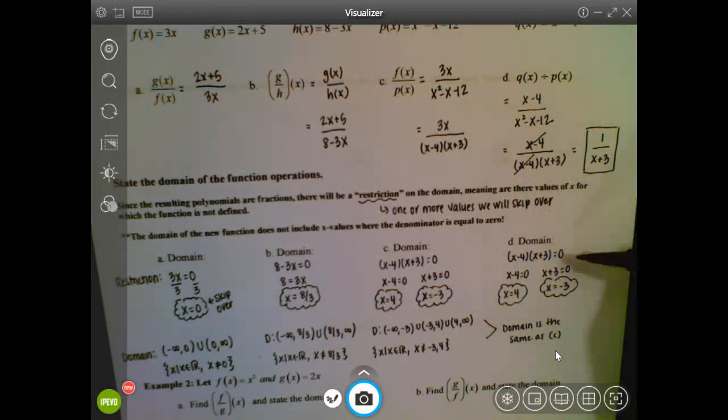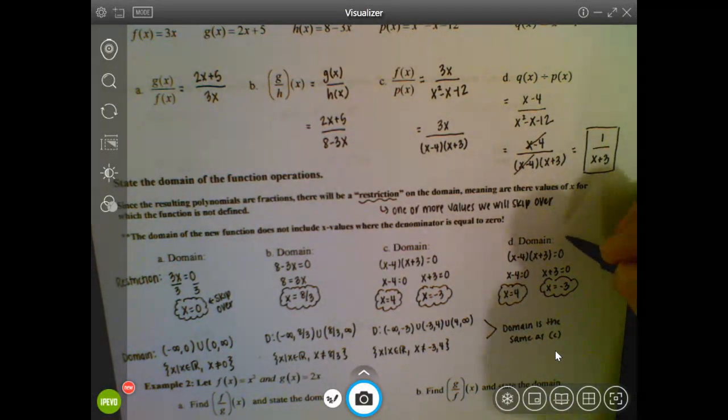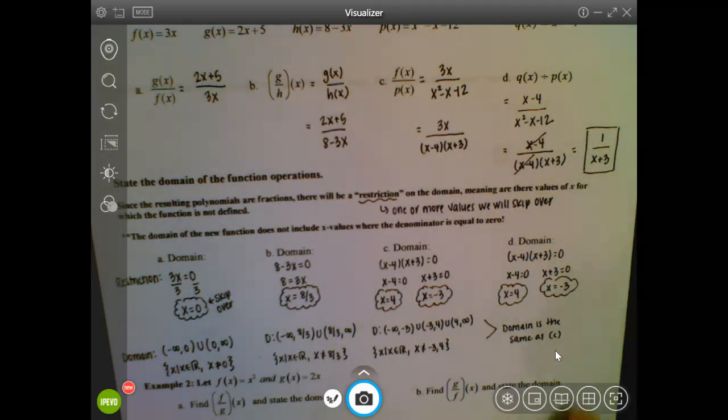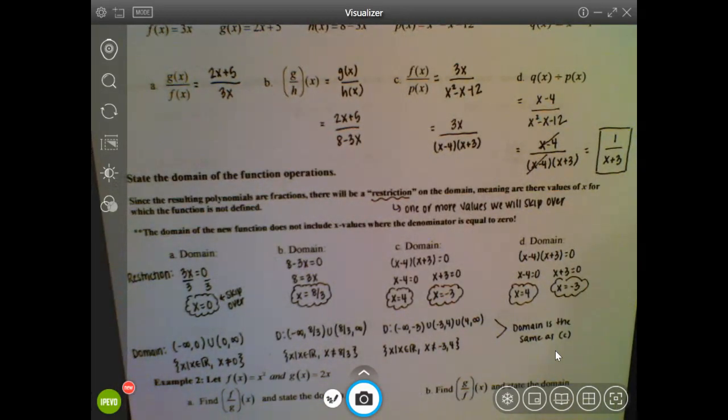So again, when you're looking for your domain restrictions for something that does simplify, the domain restrictions always have to be found before you cancel out your factor. And we'll look at another one in example 2.